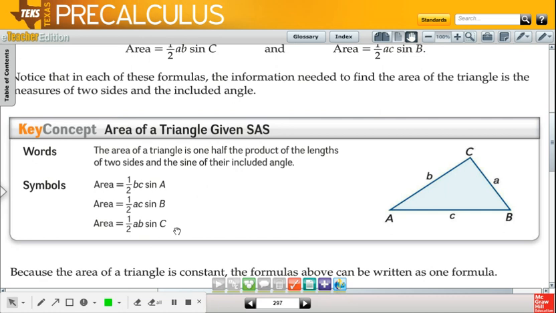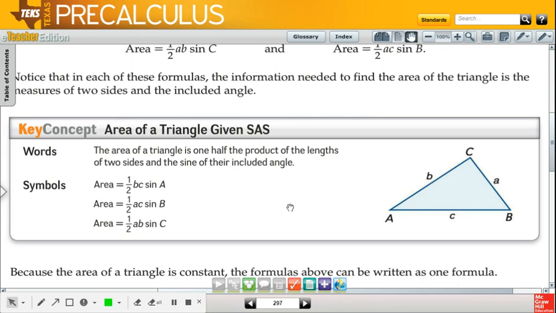So it's a similar process, but a different format. Eventually you would have the same answer if you were to do all three, but you have different formats based on how you label your triangle and what information is given. So that's all you're doing.